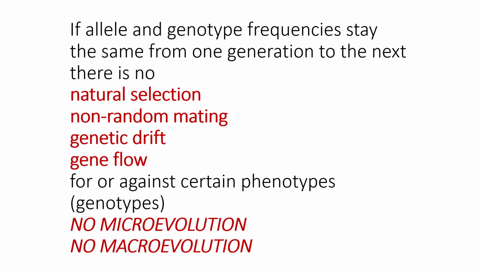And if allele and genotype frequencies stay the same from one generation to the next, and there is no natural selection, there's no non-random mating, i.e. there is random mating, there's no genetic drift, i.e. the population is large, and there's no gene flow, i.e. the population is isolated, also there's no mutations, then that means there's no microevolution, no change in the allele frequencies in a population over generations, which means no macroevolution, which means no new species are being formed. We'll get into that later.